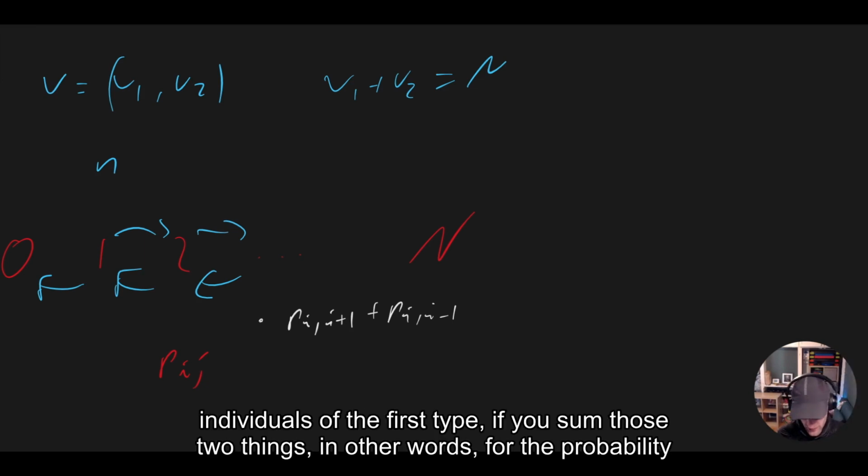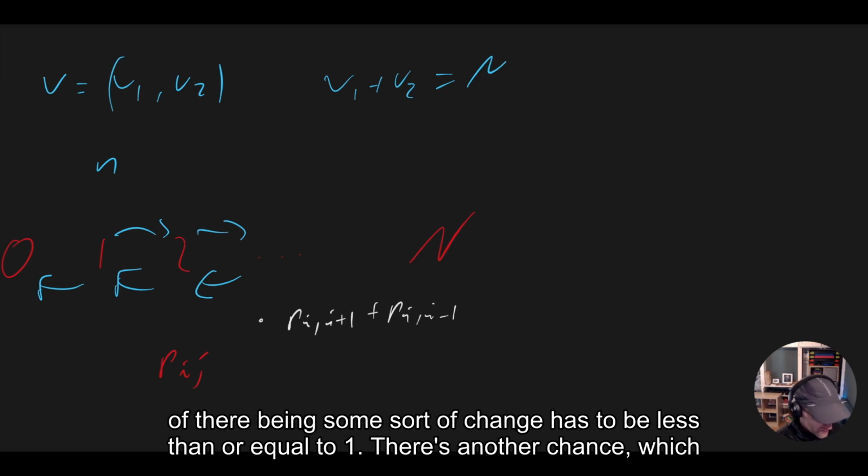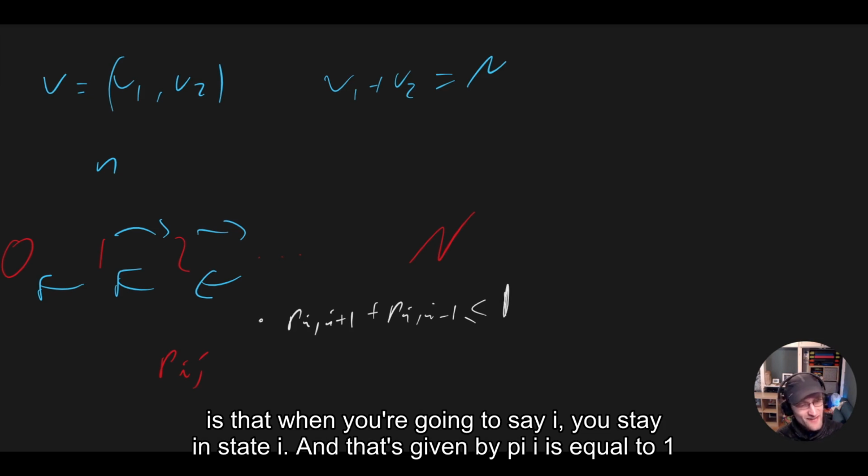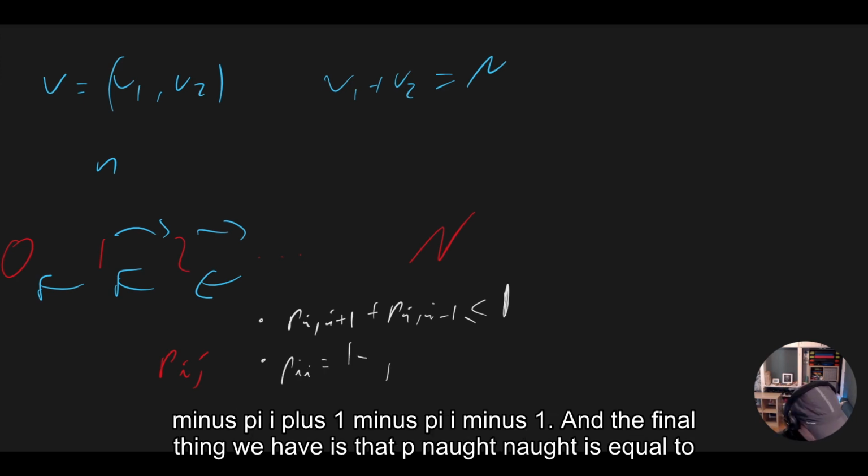If you sum those two things, in other words, the probability of there being some sort of change, it has to be less than or equal to 1. There's another chance, which is that when you're in state i, you stay in state i. And that's given by Pii is equal to 1 minus Pi,i+1 minus Pi,i-1.